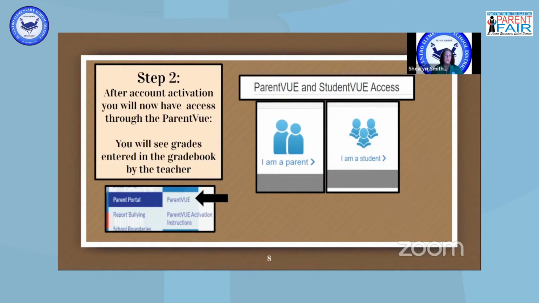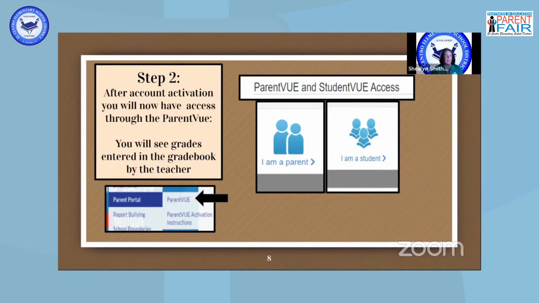So what ParentVUE does for you is that you would be able to see grades that are entered in the grade book by the teacher. So keep in mind that we always need that grace period for teachers. It's very important that when you go in and your student or your child may have submitted an assignment, and you want to see what the grade is, just remember that the grades will pop up on ParentVUE after the teacher has entered them in the grade book.